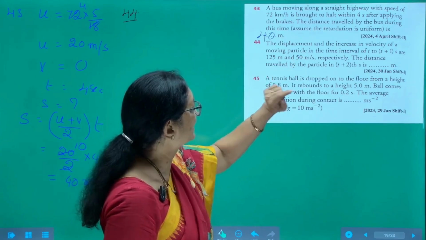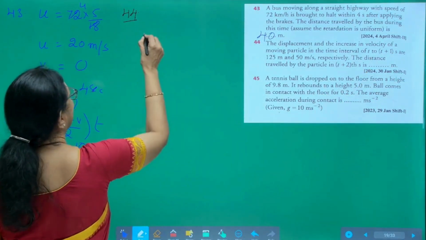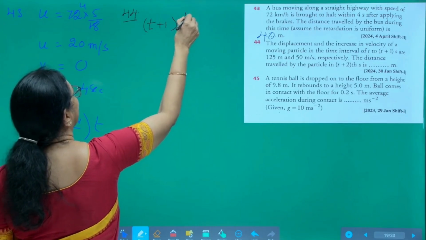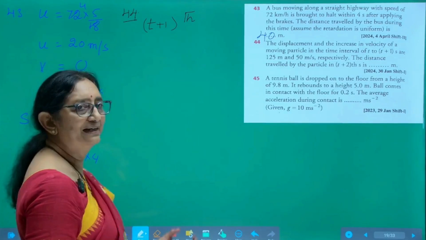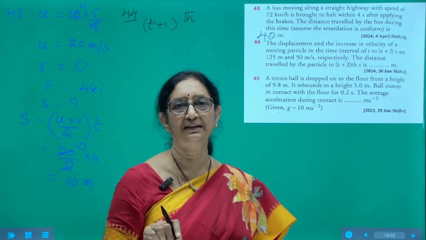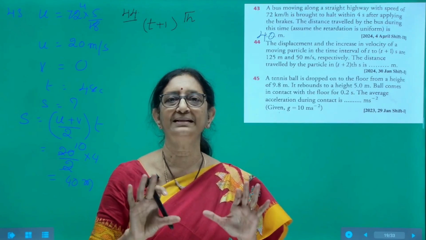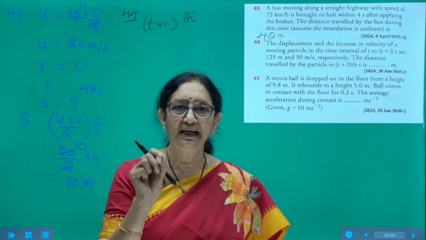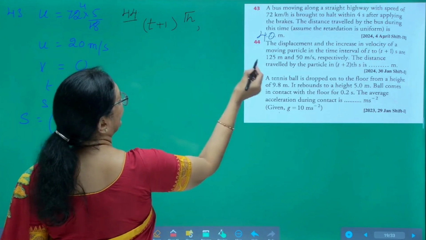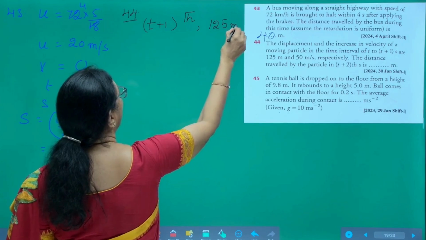See, the displacement of the particle in the interval t to t plus 1 seconds is the displacement of the particle in the nth second, like the t plus 1th second. So, displacement of the particle in the interval t to t plus 1 seconds is nothing but the displacement of the particle in the t plus 1th second. So, in the t plus 1th second, the displacement is given as 125 meters.